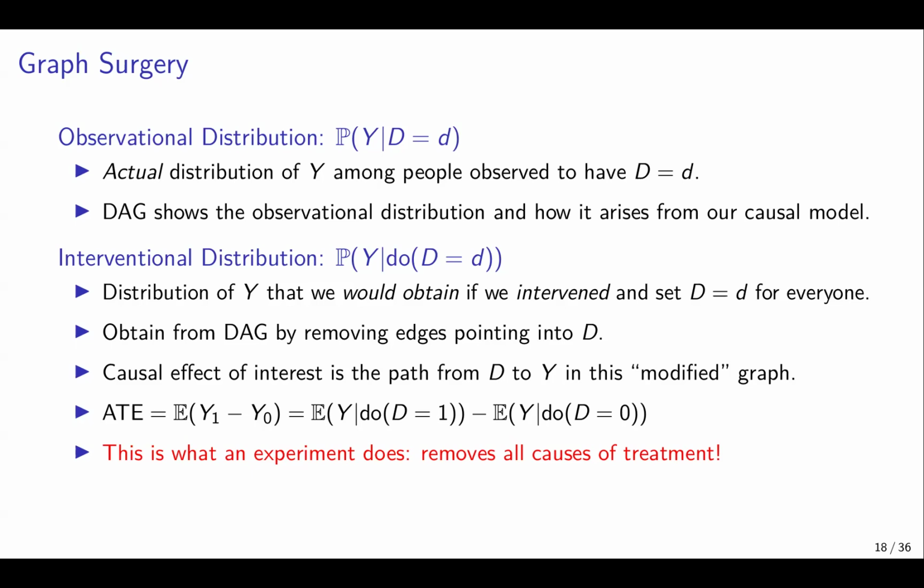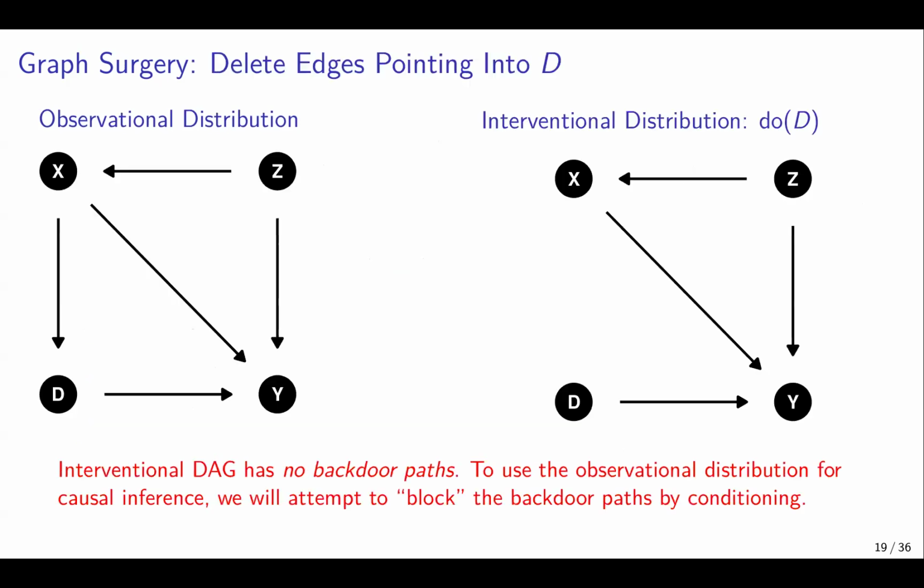So what this interventional distribution does is it's sort of a thought experiment. What would happen if we instead had a DAG for an experimental intervention? And that DAG is obtained by cutting some edges out. Here's an example. So on the left-hand side, we have the observational distribution. And on the right-hand side, I am going to cut out all of the arrows pointing into D. There's only one of them. It's gone. And now I've got the do D interventional distribution.